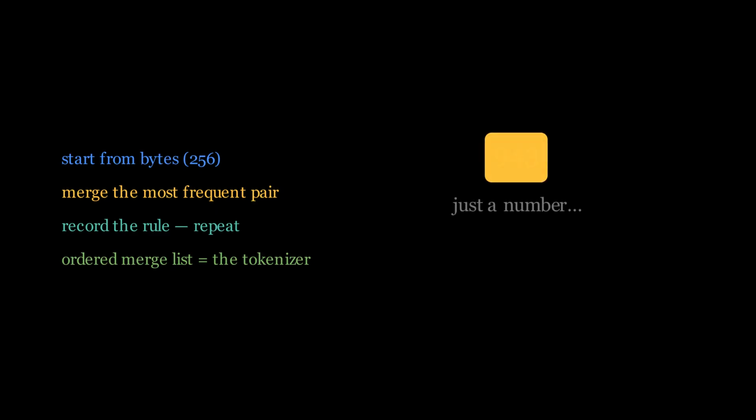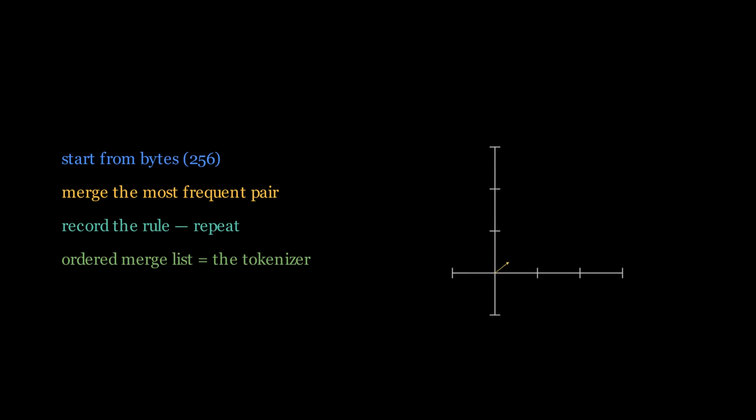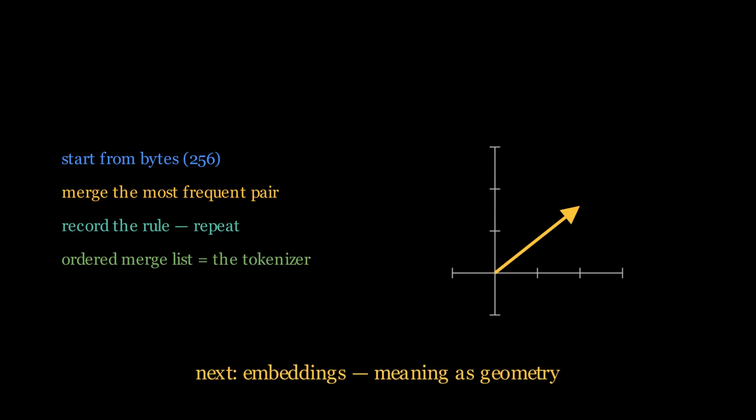The real question is how a number comes to mean something. That's the next step. Each token ID becomes a vector, and meaning turns into geometry. That's embeddings, and it's where we go next.